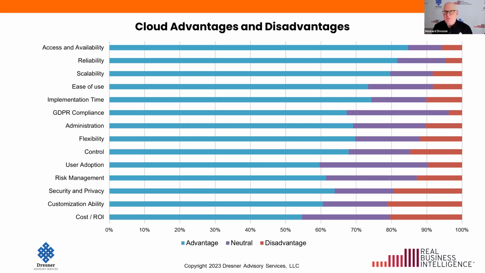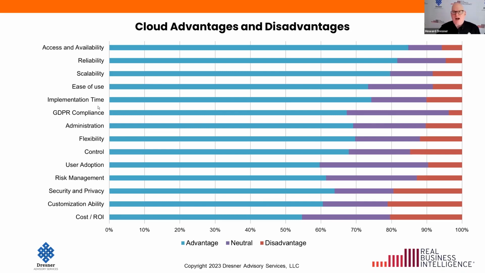Now, way at the bottom, you do see things like cost and ROI. And it is true that in some instances, there's been less predictability around the cost of some of these applications, not all of them, but some of them. But even so, still more than half are saying that it is an advantage and not a disadvantage.